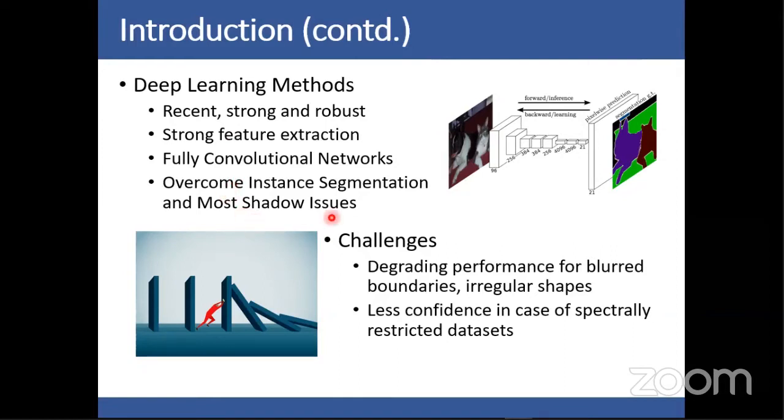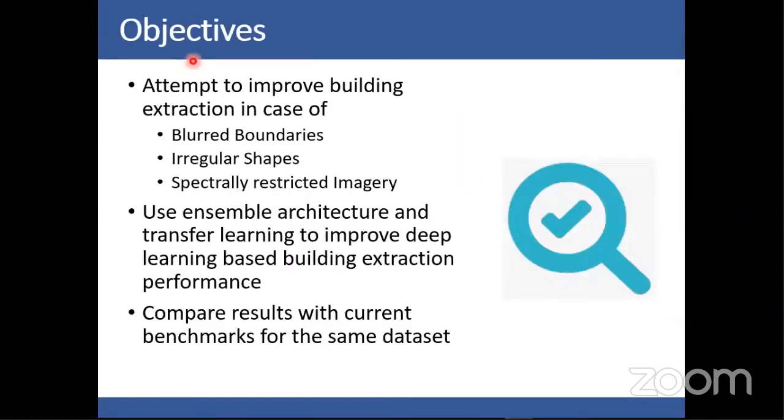However, in deep learning also, there are challenges when it comes to buildings which have irregular shapes or blurred boundaries. Also, if the data or the image is spectrally restricted, then the deep learning model might face some challenges. So in this study, we try to specifically address these objectives under the deep learning umbrella. We try to improve the building extraction in terms of irregular shapes, blurred boundaries, and very few spectral channels. And we use ensemble learning, architectures, and transfer learning to gauge the building extraction.